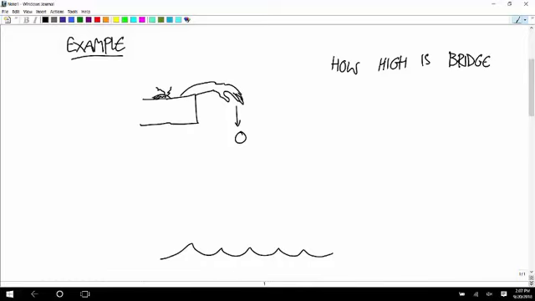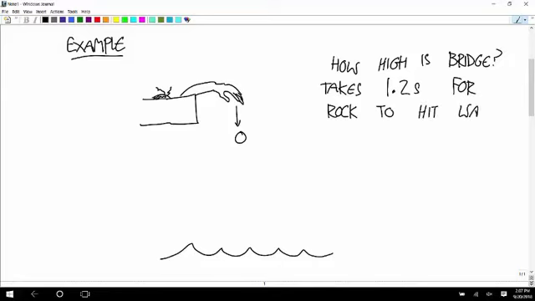All we know is that it takes 1.2 seconds for the rock to hit the water after it's dropped.